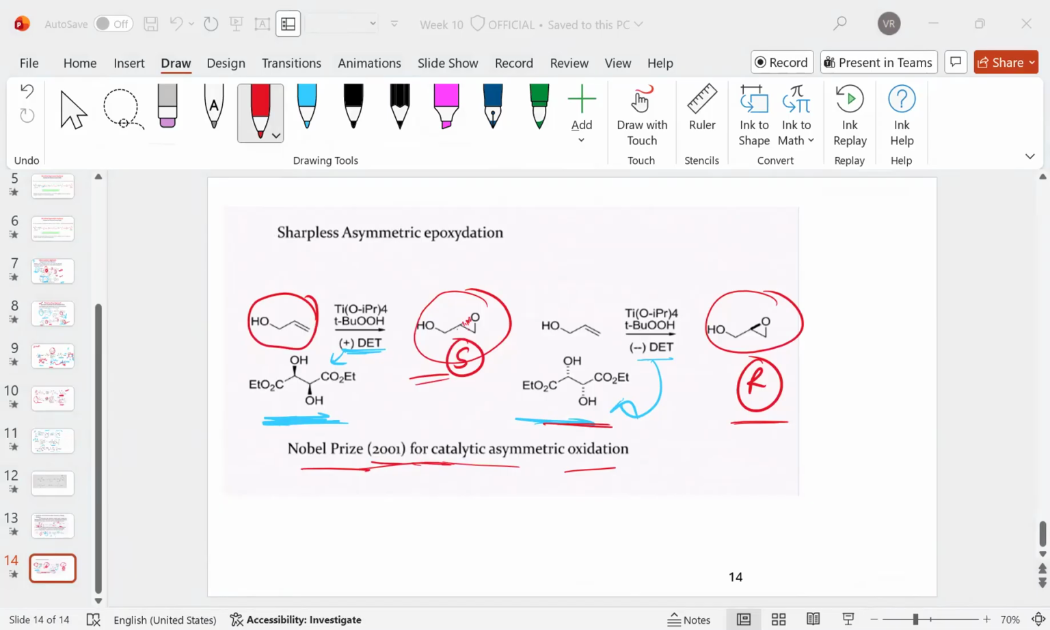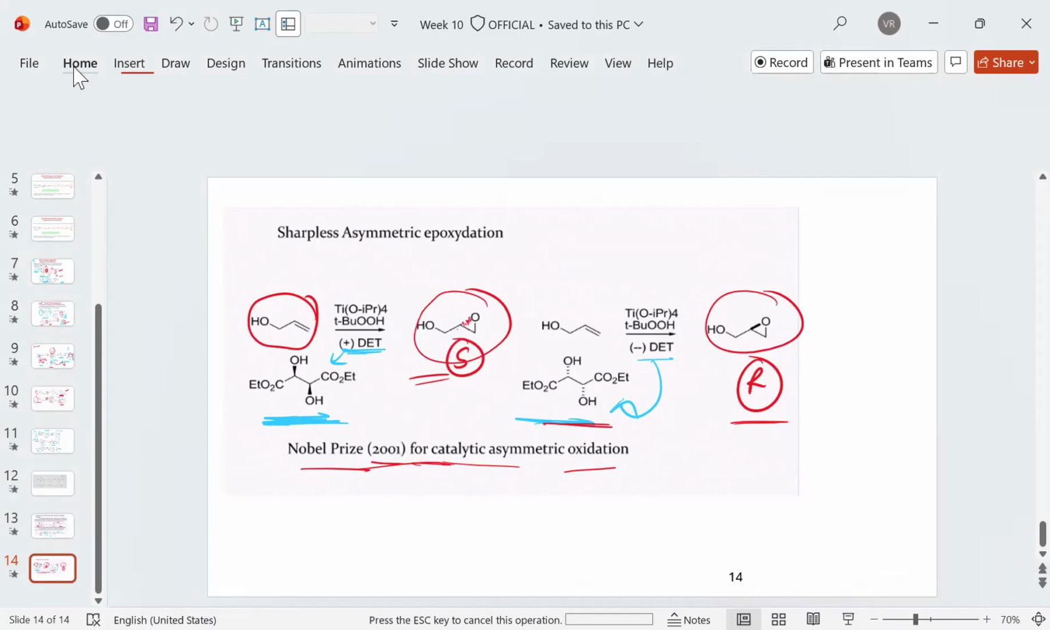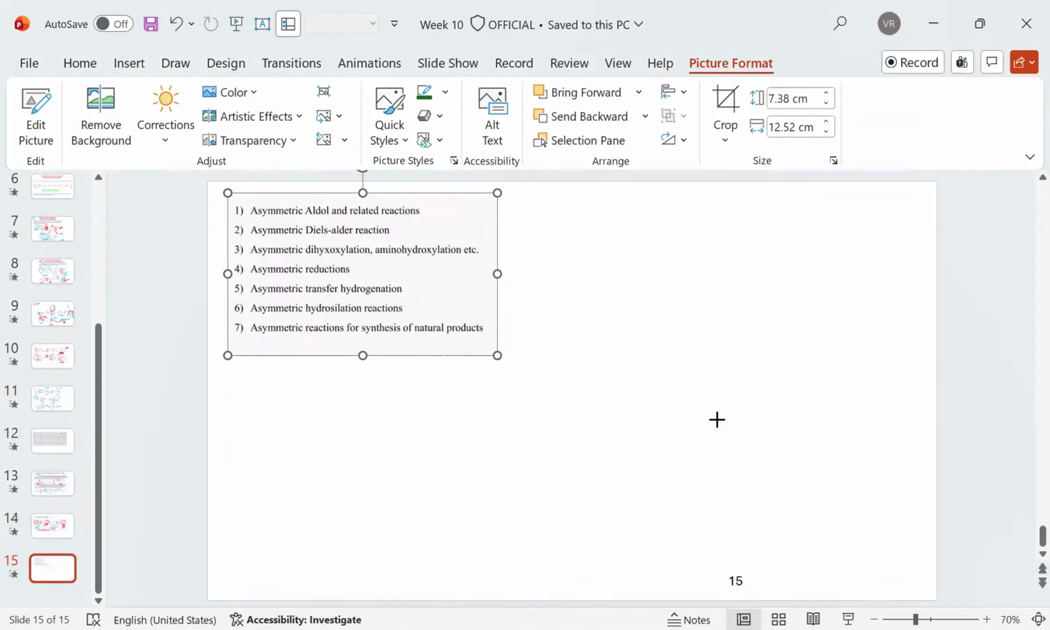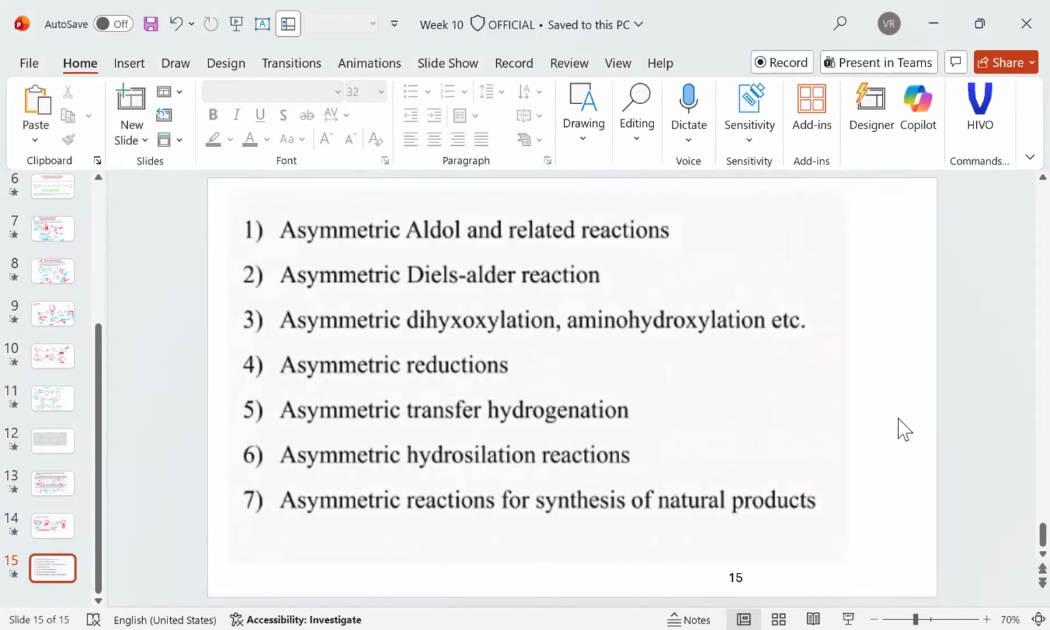For your homework, I will give some examples or the names of these reactions. Just have a look at these examples, so it will be easy for you to understand this asymmetric topic in more detail. There is asymmetric aldol condensation, asymmetric Diels-Alder reaction, asymmetric dihydroxylation, and asymmetric aminohydroxylation examples are also there.